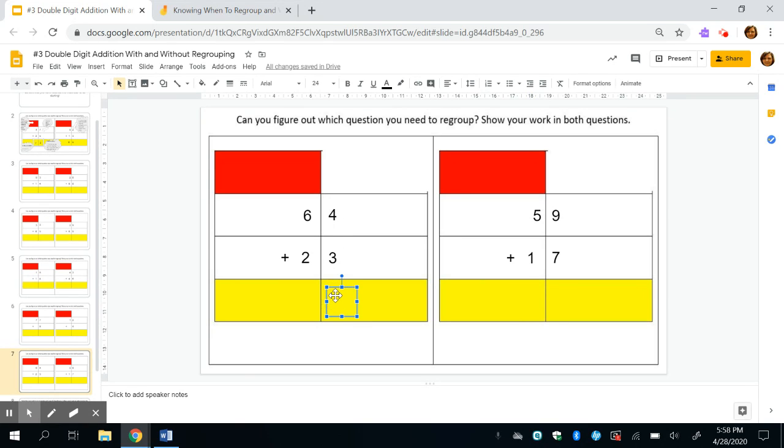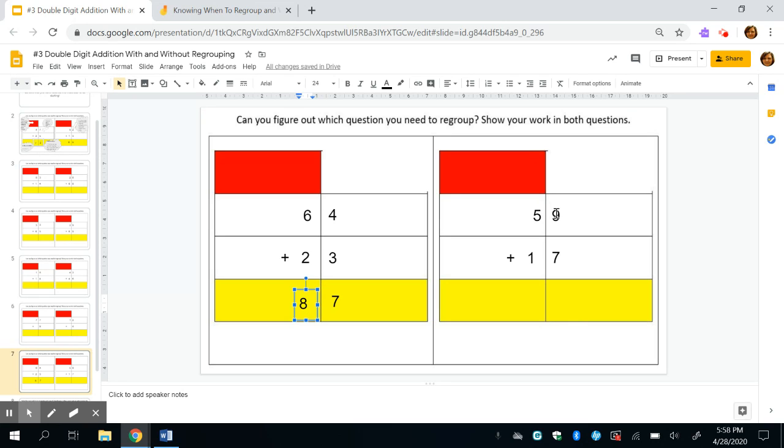There's a text box in every little box. Now we go to the tens column. 6 plus 2 is 8. Is 4 plus 3 10 or more? No. So we know we don't have to regroup.